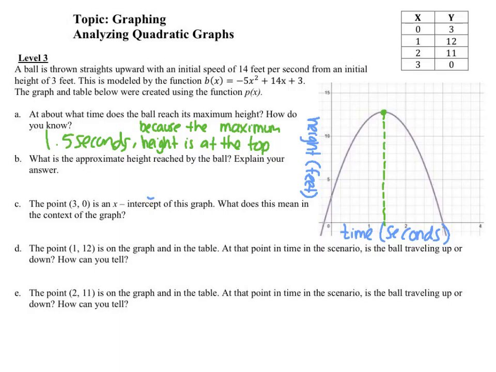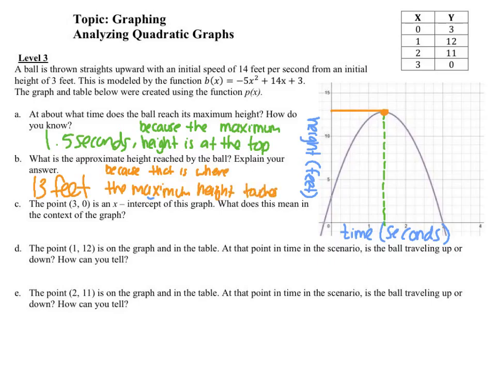Part B. What is the approximate height reached by the ball? Explain your answer. So again, the height is right here. So we're going to come over to the height axis, and the height is about 13 feet. So explain your answer. That is because that is where the maximum height touches the y-axis.